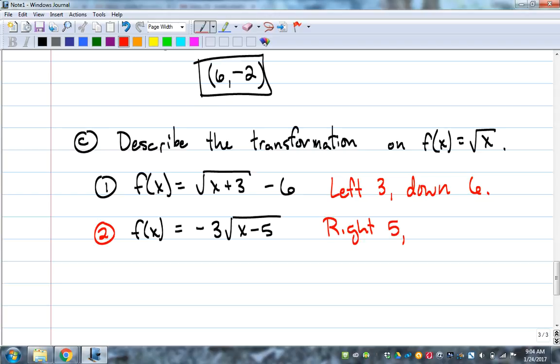Vertical stretch or shrink? I heard both. Why stretch? Because the number is what? Greater than one. It's a 3. It's greater than 1, so it's a vertical stretch. Wouldn't that be less than one? The negative part does something else. What's the negative do? Across what? The x-axis.